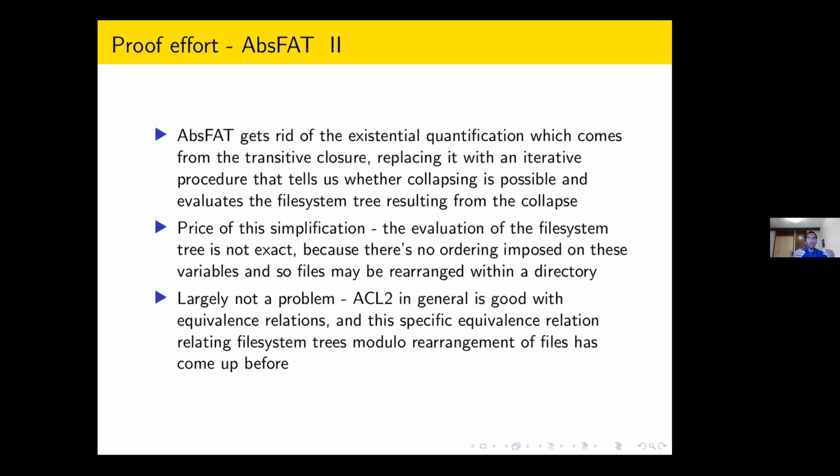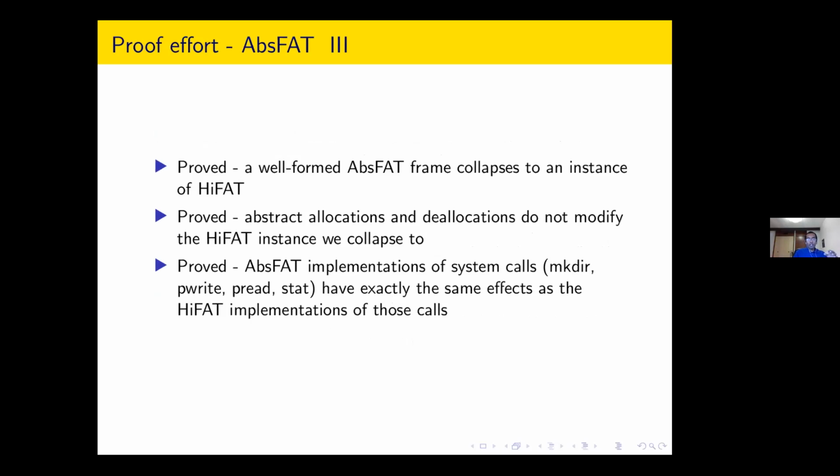We decide, when we are working with AbsFAT, to always think about file system trees modulo rearrangement instead of them being completely pinned down to one specific ordering. And so what we have in terms of proof so far is that a well-formed AbsFAT frame always collapses to an instance of HiFAT, which is what it means for AbsFAT to refine HiFAT. We also have proof that abstract allocations and deallocations do not modify the HiFAT instance we collapse to, and that AbsFAT implementations of several system calls have exactly the same effects as the HiFAT implementations of those calls.